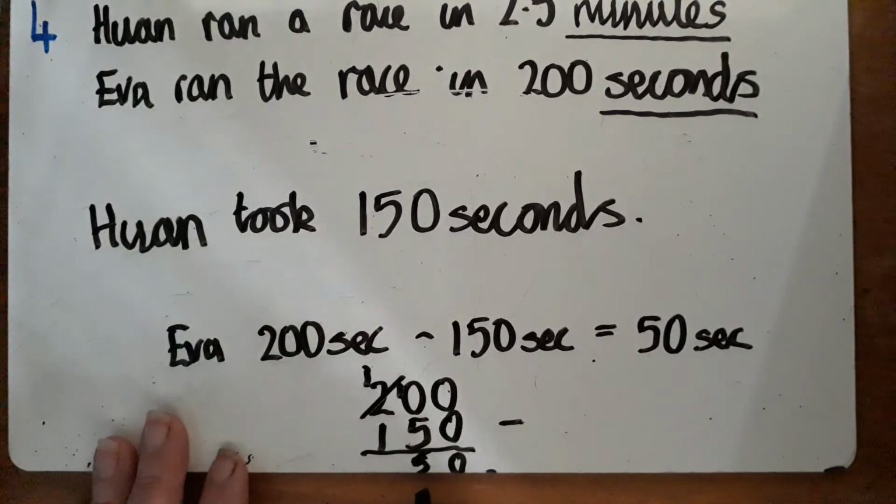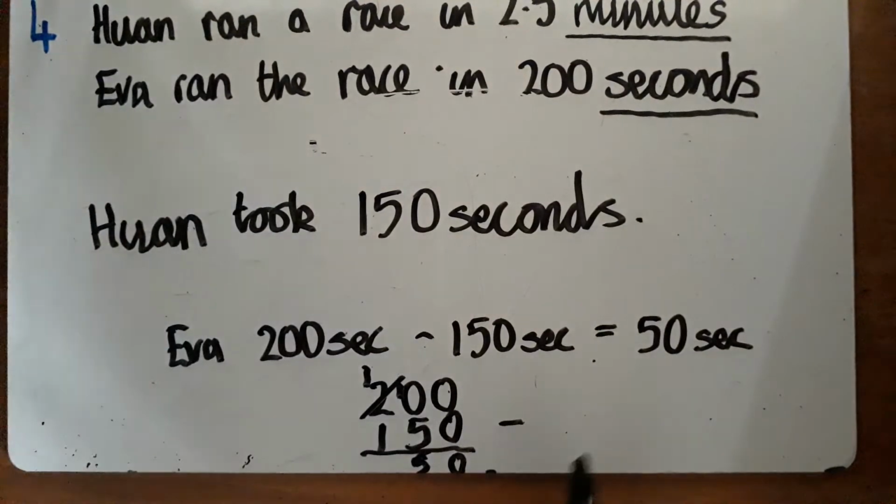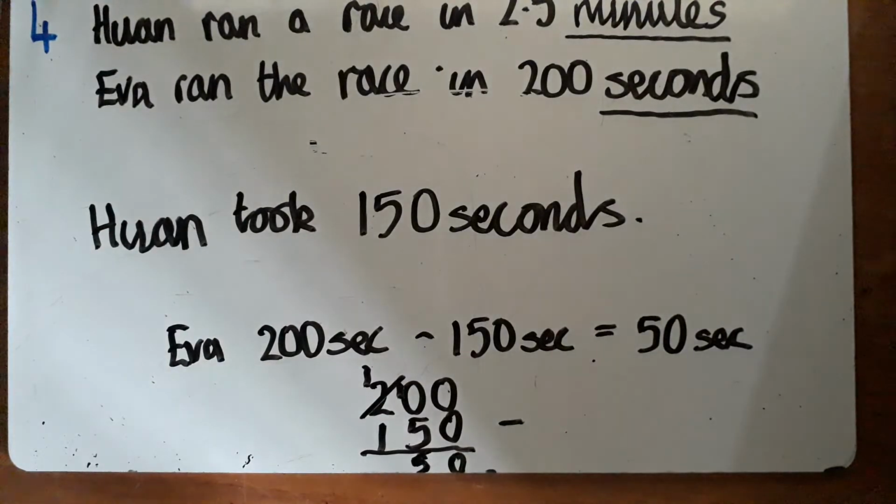Okay, column method is good for checking when we think we can do it in our head. Sometimes good to check, and when the numbers get too big or too difficult to calculate in our head. So we can see that Juan won by 50 seconds.